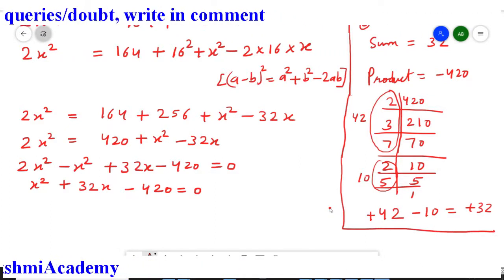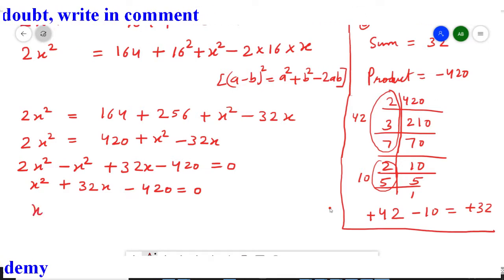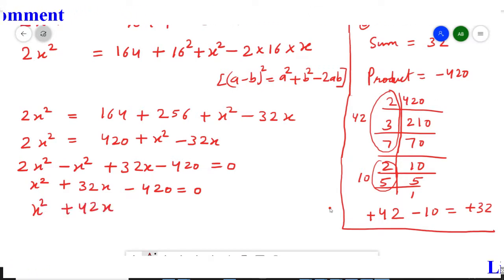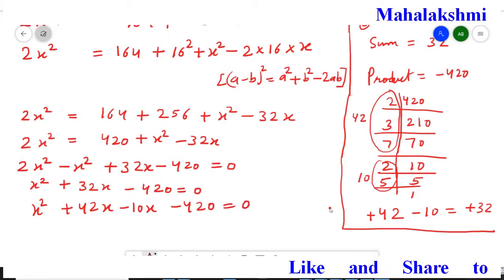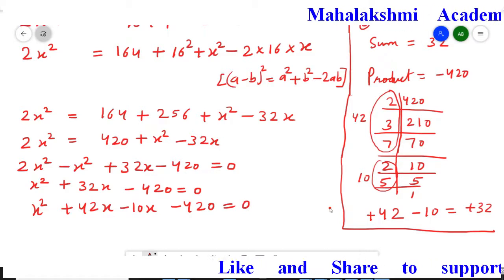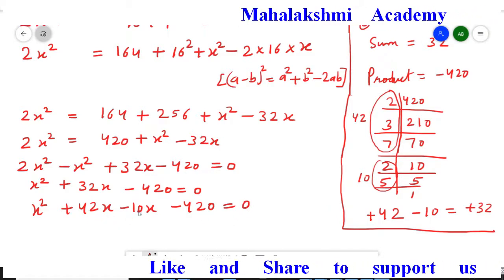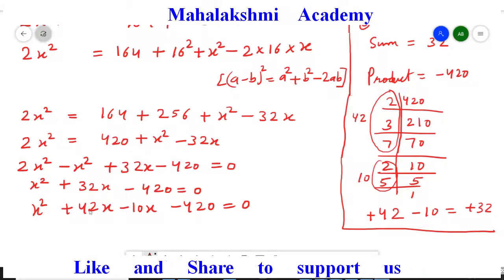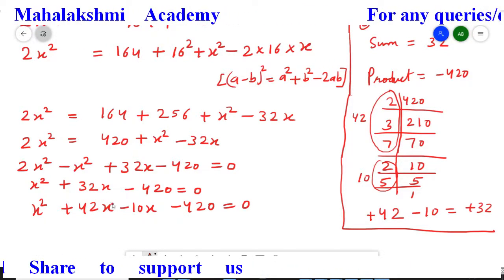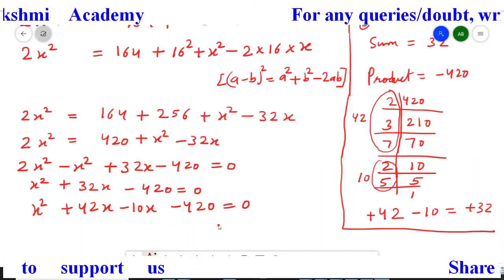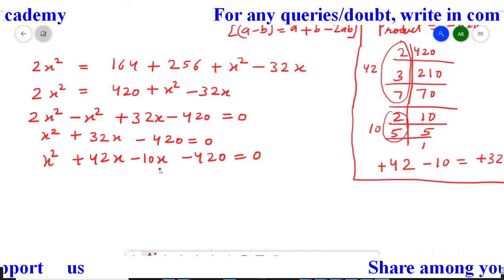So here we are going to write x square plus 42x minus 10x minus 420 equal to 0. After selecting the two numbers, write them in the middle, because when you process it you will get 32x only. So the equation remains the same. They are not a different equation. These are still the same equation.